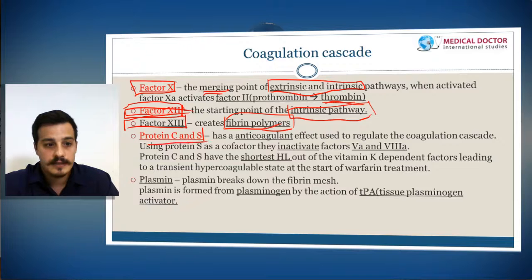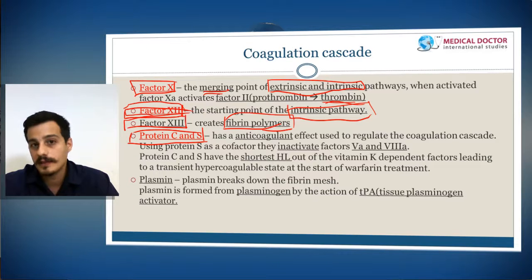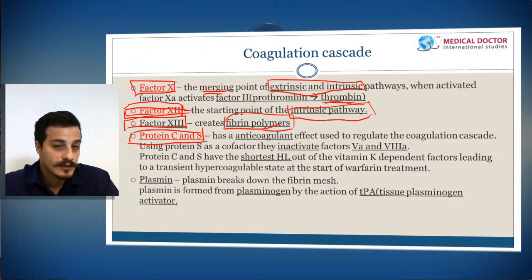Now, proteins C and S have the exact opposite function as most of the factors we've just talked about. Proteins C and S actually have a net anticoagulant effect. As you remember a moment ago, we said that they are responsible for the inactivation of factor 5 and 8, and they are most useful for the regulation of the coagulation cascade. We need some counteracting mechanism that would avoid hyperactivation of the coagulation cascade when it is not needed.